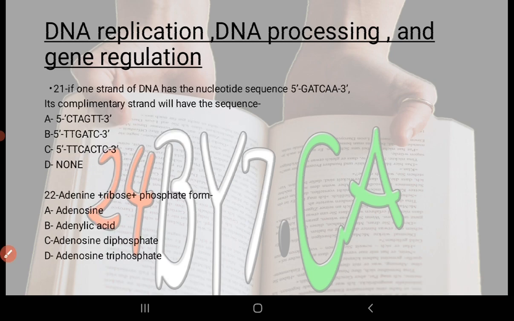If one strand of DNA has the nucleotide sequence 5'-GATCAA-3', its complementary strand will have the sequence: A, 5'-CTAGTT-3', or B, 5'-TTGATC-3', or C, 5'-TTCACTC-3', and D, none.